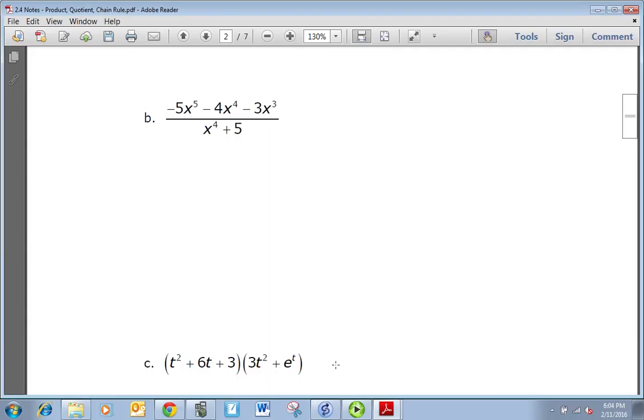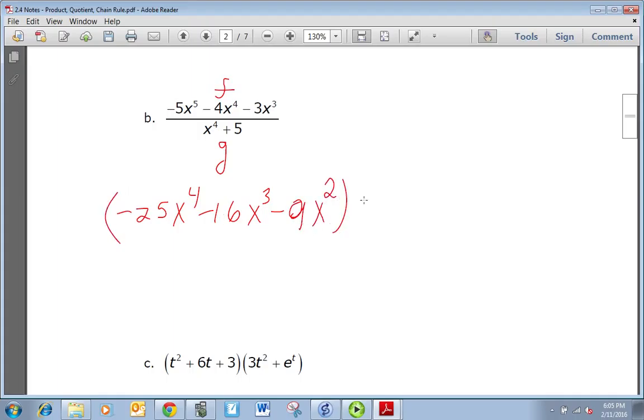Now the quotient rule, I'm going to call f the top function and g the bottom function. So the derivative of the top is negative 25 x to the 4th power minus 16 x cubed minus, no, 3 times 3 is 9, 9 x squared. That is the whole derivative of the top.